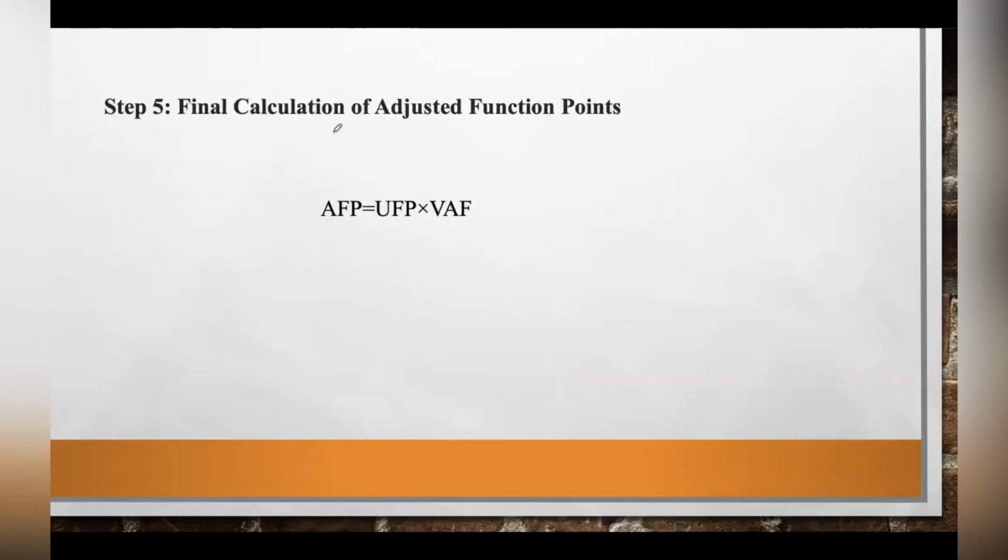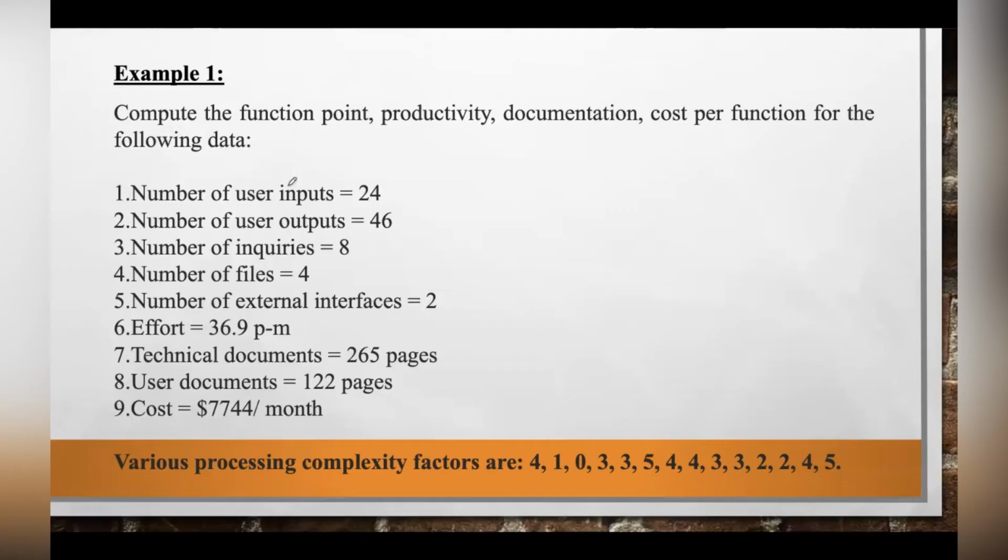And in step 5, we'll calculate the final value. So final calculation of adjusted function points, which is nothing but you need to multiply unadjusted function point with VAF. That gives you the adjusted function points. Let us take this example.